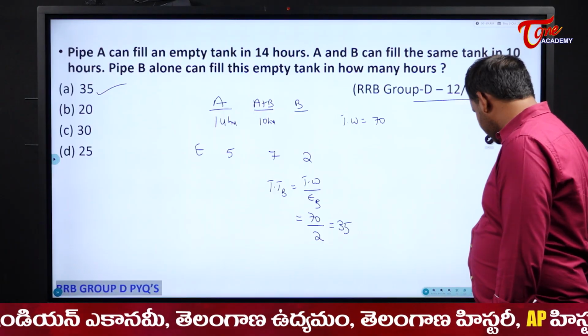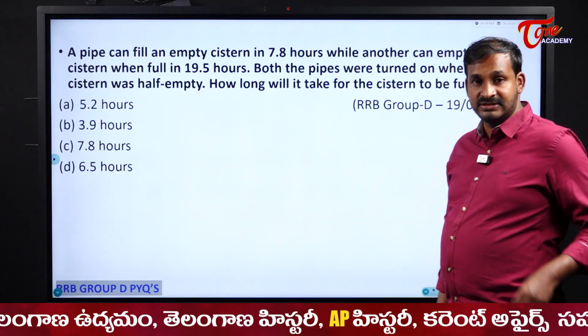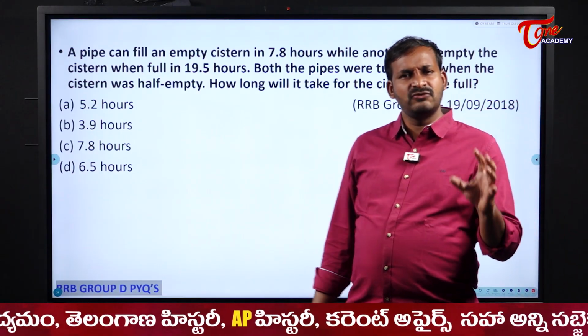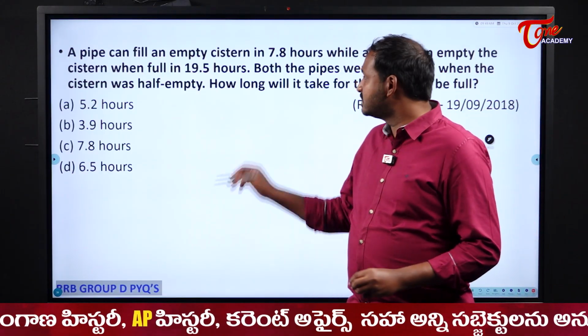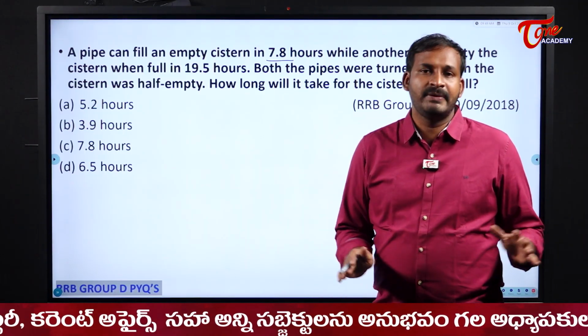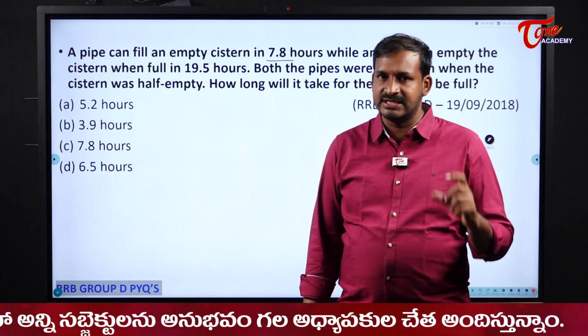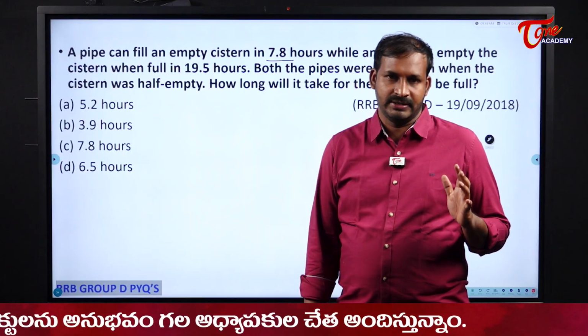Okay, next one. A pipe can fill an empty cistern in 7.8 hours. See here, students, this was given just to waste your time in the examination hall. Why? Because here the times are in decimals. The entire application remains the same, there is no doubt in that, but calculating these decimals will take a little bit more time.